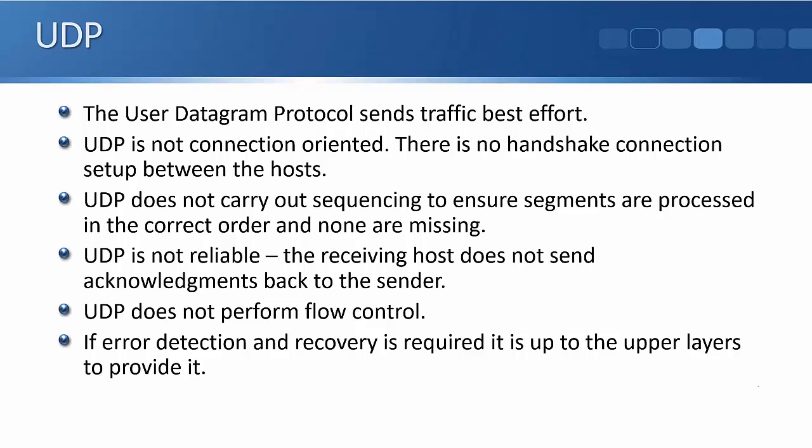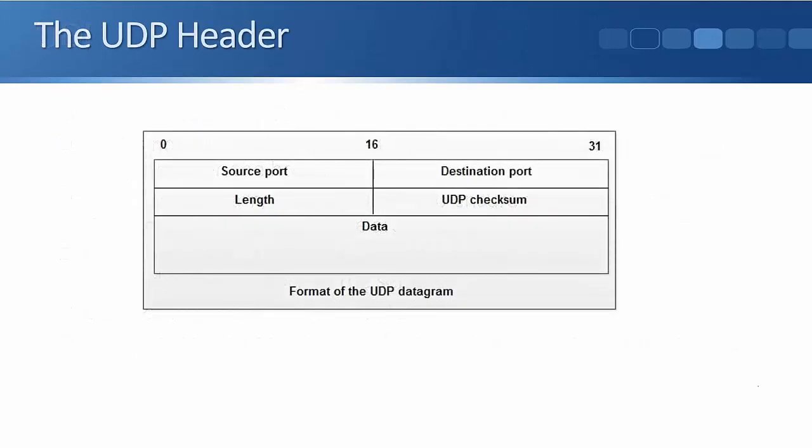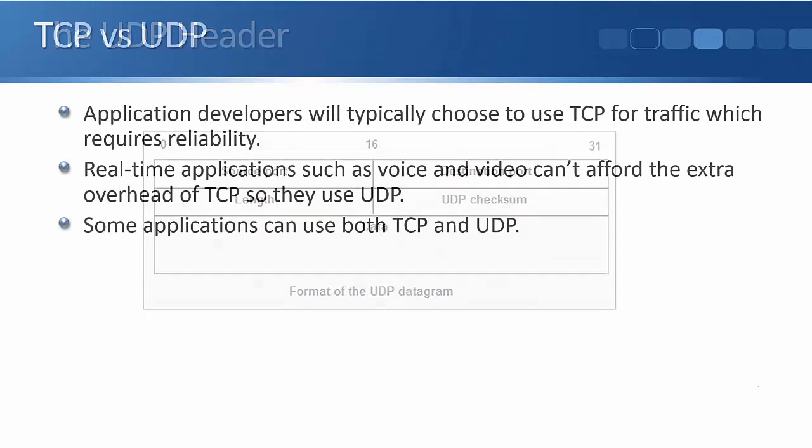So you know how I just said that the sender will send the traffic and hope it gets there? We can still have error detection and recovery for this traffic, but if it is required, it's going to be up to the upper layers, up at the application level, to actually provide that. It's not going to be provided by UDP. So looking at the UDP header, you'll see there's much less fields in here. All we have is the source and destination port, the length, and a UDP checksum, and the data. So you can see by comparing the UDP header and the TCP header, there's much less overhead with UDP.